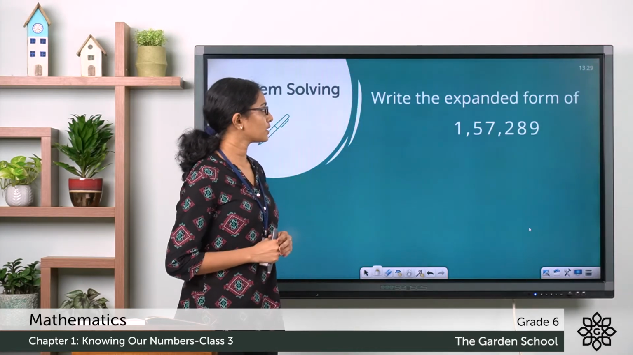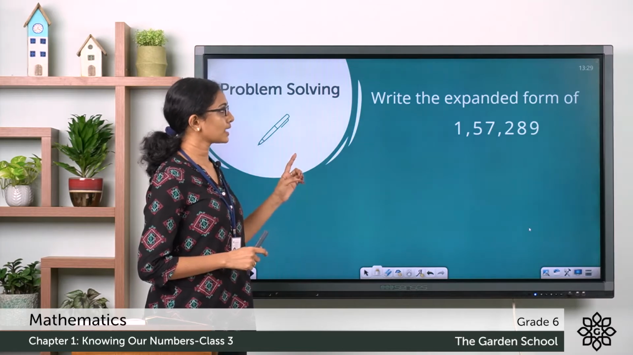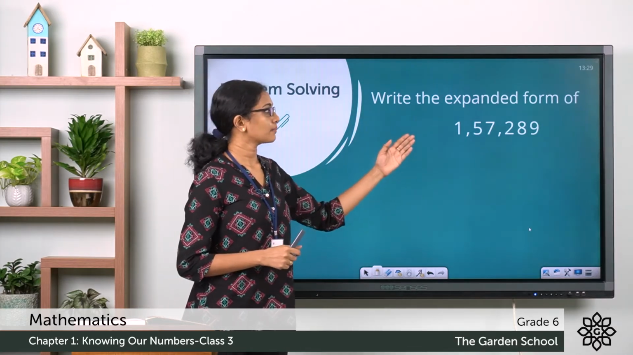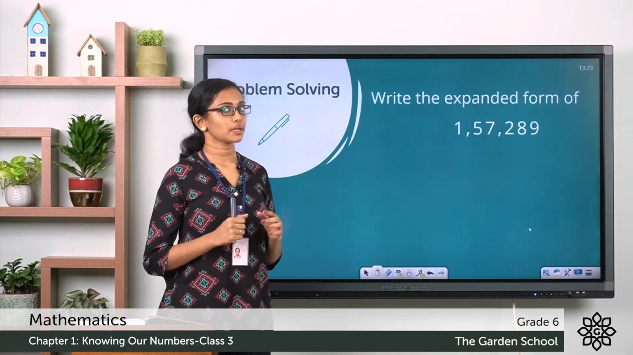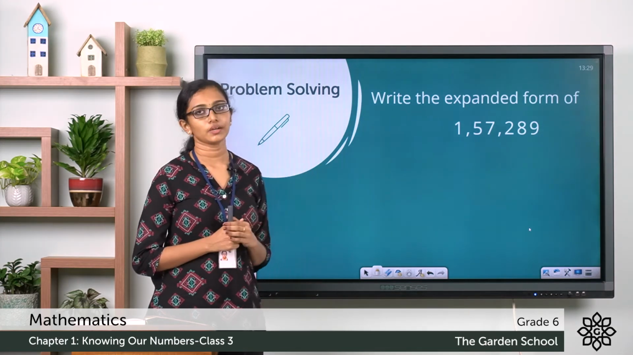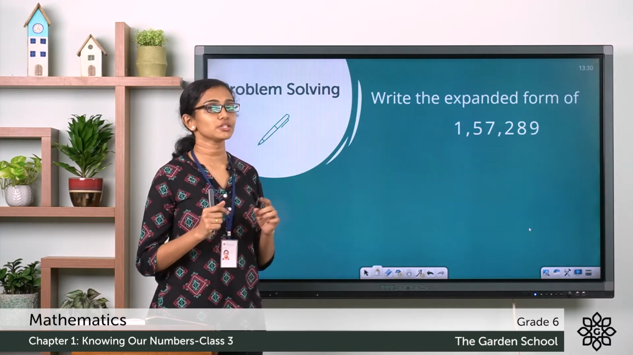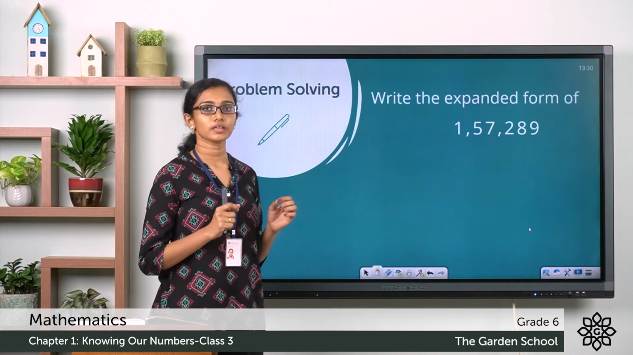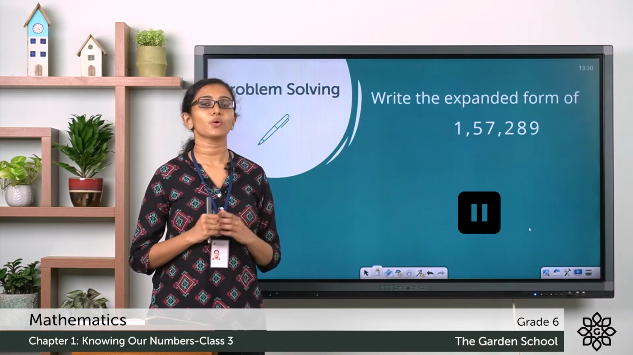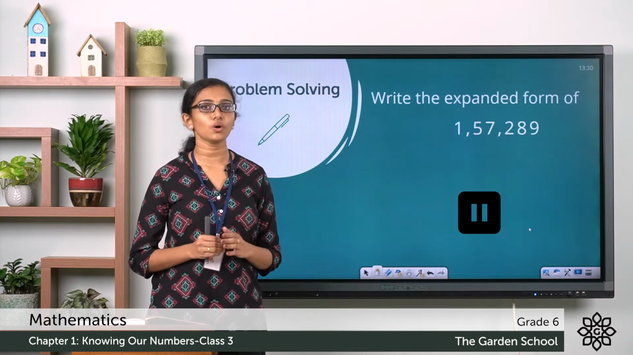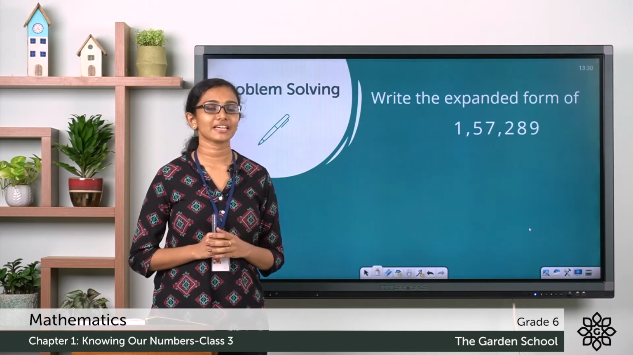Now let's do a small activity. You may please note down this question in your notebook. Write the expanded form of the number given here. We have already inserted commas in between to separate the periods, so you can easily read the number and then find the place value of each of the digits in the given number, then express this number in the expanded form. You may take a pause now. Please pause this video, finish writing this one and come back. Hope you are done with that activity.